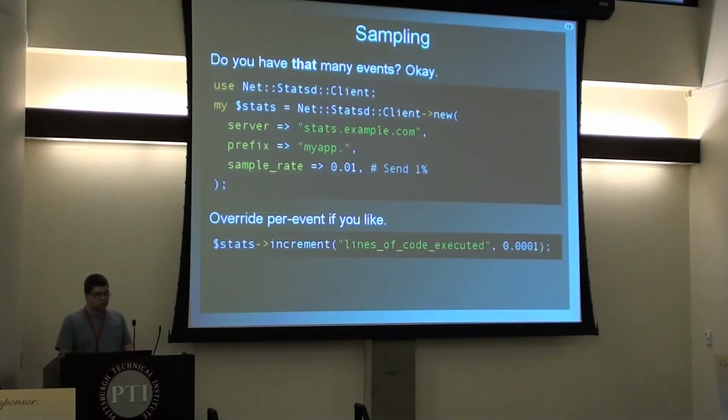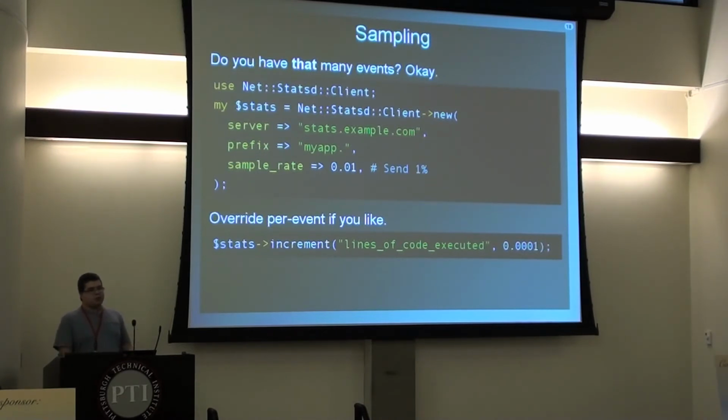StatsD supports sampling, which is pretty cool. If you have a whole lot of events and you don't want to send 30 million packets per second to your server, you can just specify a sample rate. And this is an example of how you do it with the actual code. For timers, there's not really a difference if you sample, right? There's just less data, but the average is still the average, the 90th percentile is still the 90th percentile, the max and the min, etc.